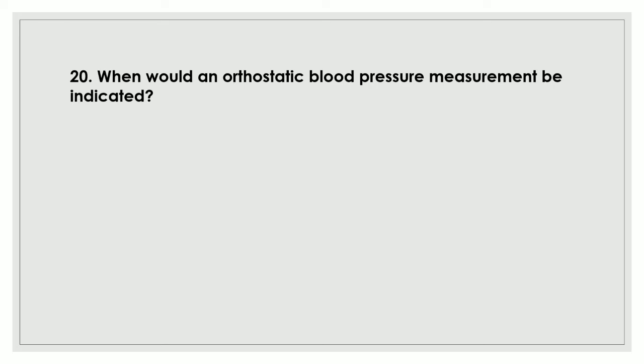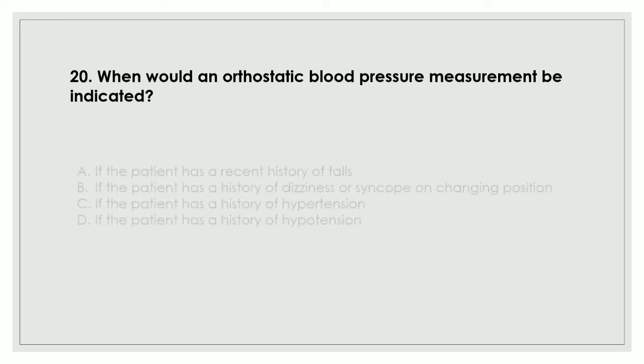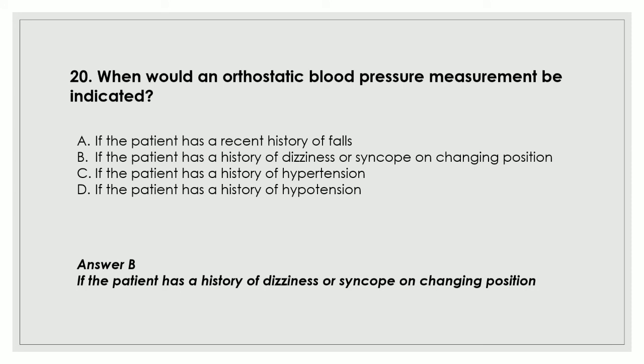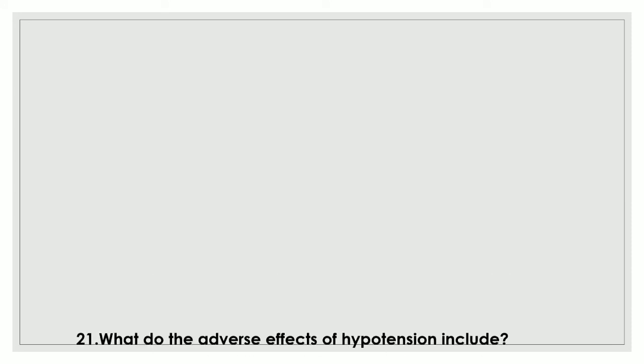Question number 20. When would an orthostatic blood pressure measurement be indicated? A. If the patient has a recent history of pulse. B. If the patient has a history of dizziness or syncope on changing position. C. If the patient has a history of hypertension. D. If the patient has a history of hypotension. Answer B. If the patient has a history of dizziness or syncope on changing position.